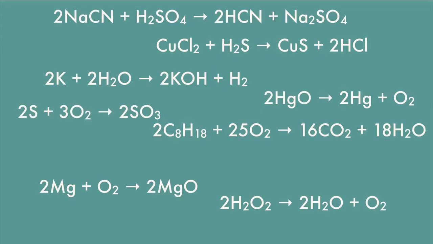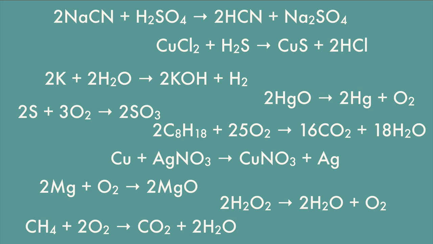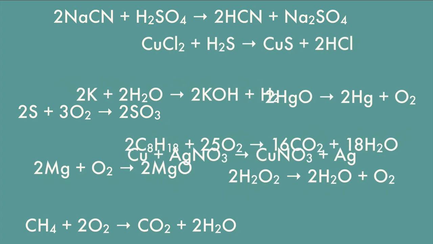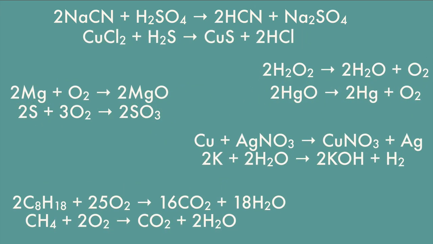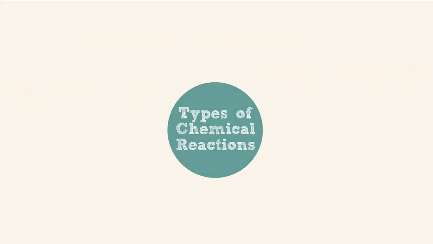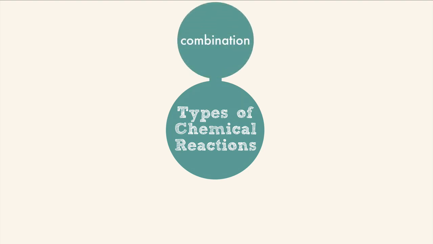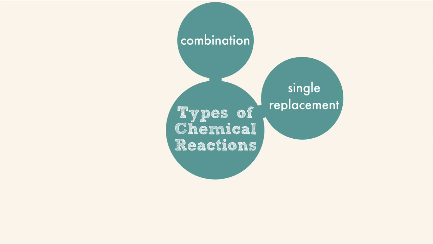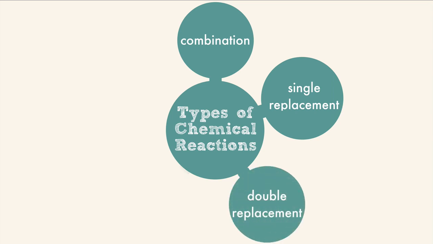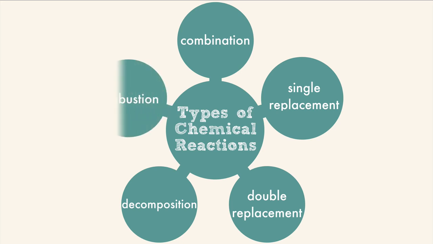At first glance, these chemical reactions might seem like a mess of information, but there are patterns among them. It's helpful for chemists to sort all the chemical reactions into categories so that they can make predictions about how chemicals might react. There are 5 main types of chemical reactions: combination, which is also known as synthesis, single replacement or single displacement, double replacement or double displacement, decomposition, and combustion.